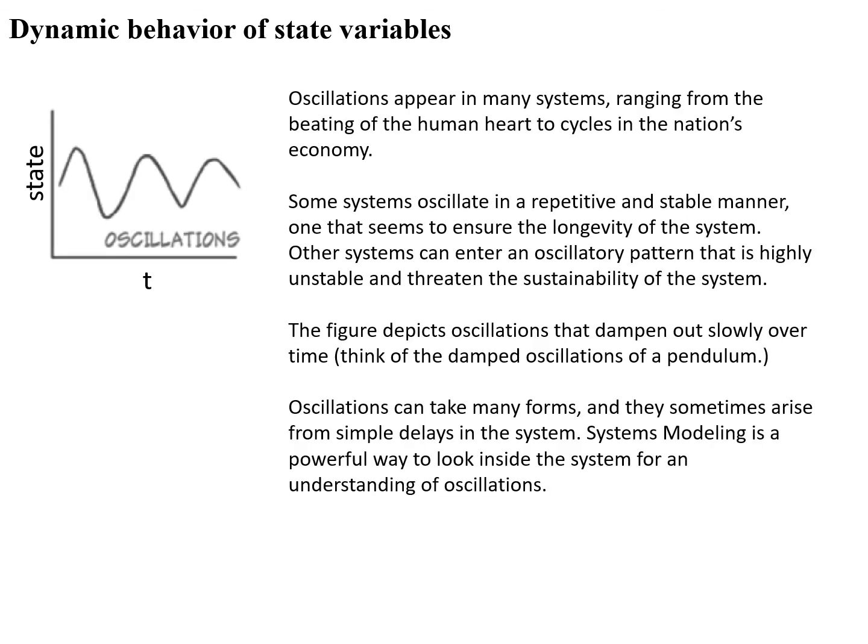And finally, oscillations appear in many systems, ranging from the beating of the human heart to cycles in the economy. Some systems oscillate in a repetitive and stable manner, one that seems to ensure the longevity of the system. Other systems can enter an oscillatory pattern that's highly unstable and then threaten the sustainability of the system. This figure depicts oscillations that dampen out slowly over time, so like the damped oscillations of a pendulum. Oscillations take many forms, and they sometimes arise from delays in the system. So system modeling is a powerful way to look inside the system for an understanding of oscillations.